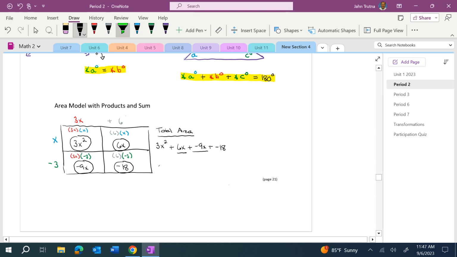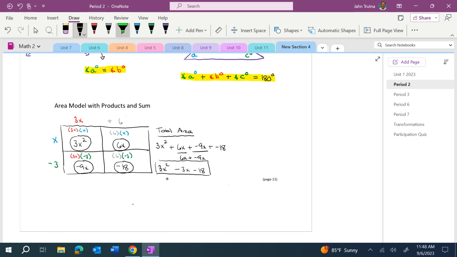And that would give me, bring down the 3x squared. So positive 6x plus negative 9x gives me negative 3x. So I just put a minus 3x. And then I bring down the minus 18. I don't have to bring down the plus. I just bring down the minus 18. So my total area is 3x squared minus 3x minus 18.